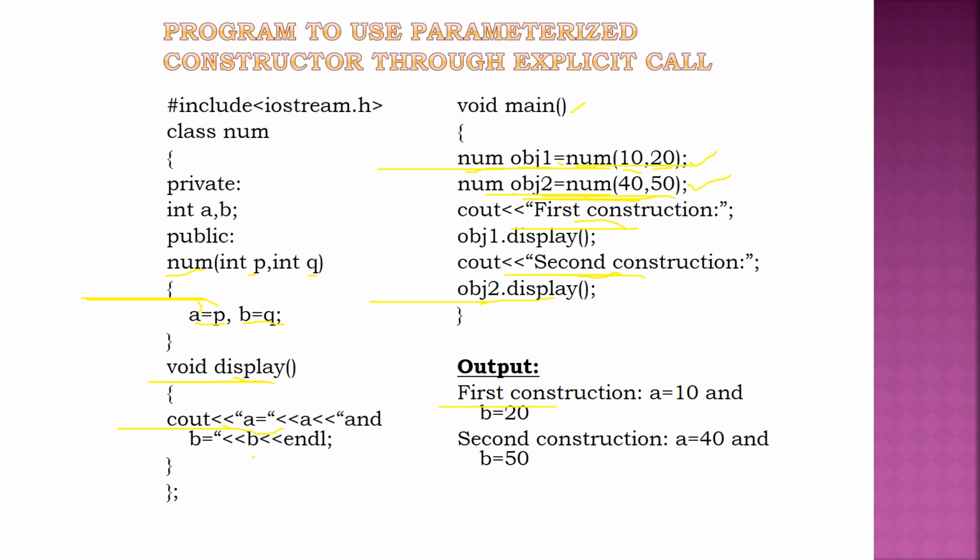Now you can clearly understand how to declare an object using an explicit call. And now, for a better understanding of the explicit call, we'll go for one more example in our next slide.